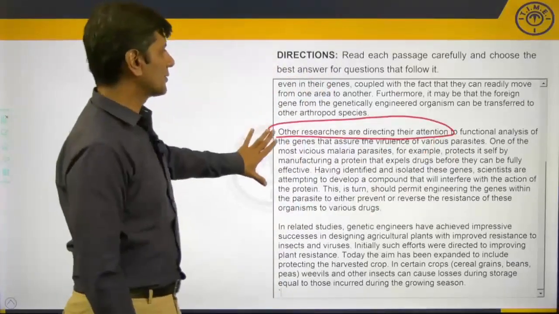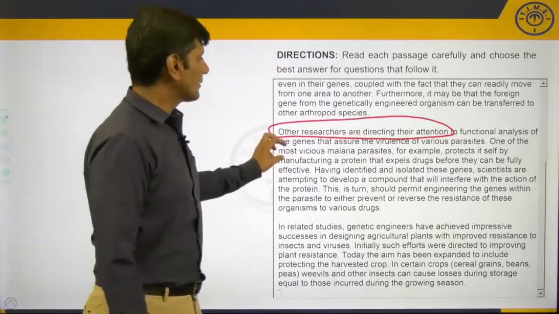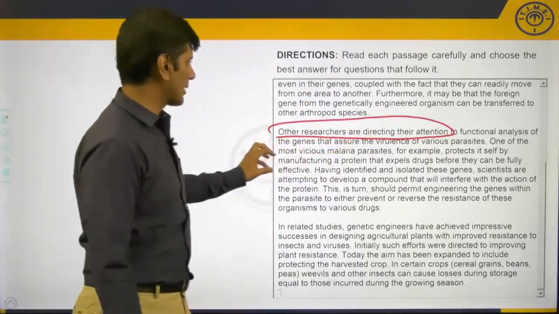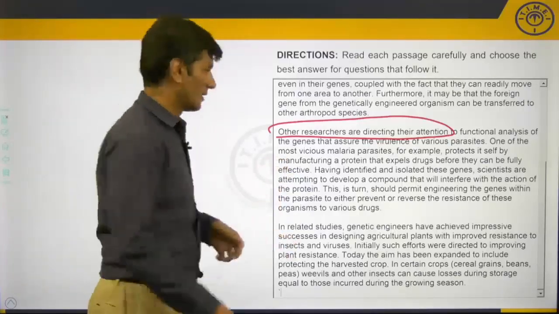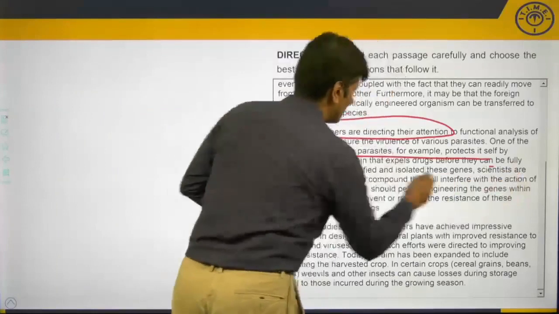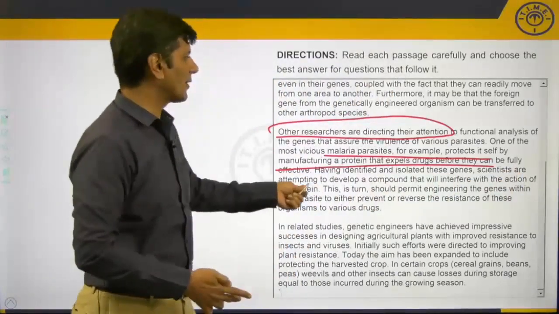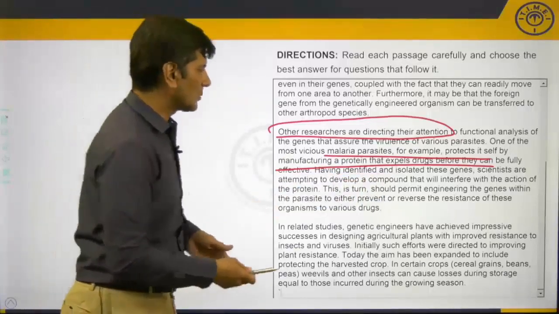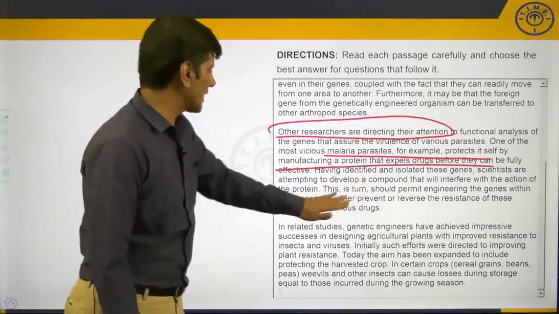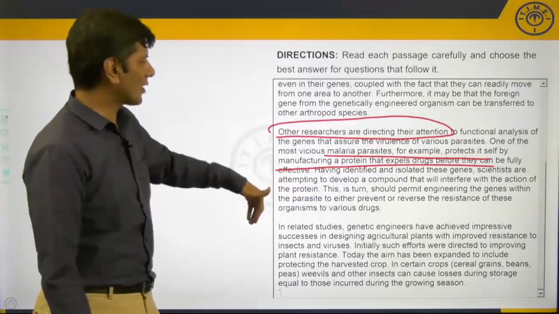To functional analysis of the genes that assure the virulence of various parasites. One of the most vicious malaria parasites, for example, protects itself by manufacturing a protein that expels drugs before they can be fully effective. Interesting, this part. Having identified and isolated these genes, scientists are attempting to develop a compound that will interfere with the action of the protein. This in turn should permit engineering the genes within the parasite to either prevent or reverse the resistance of these organisms to various drugs.